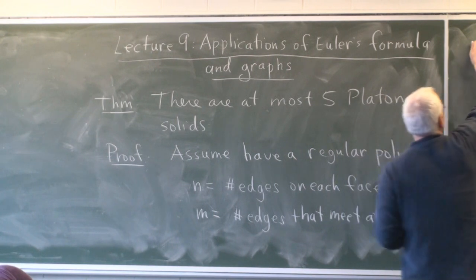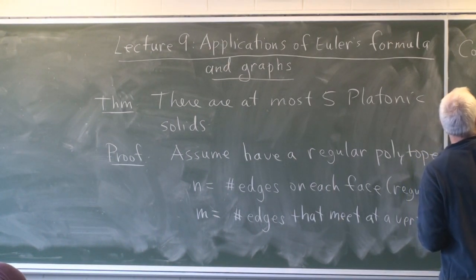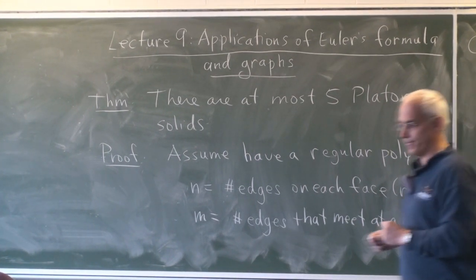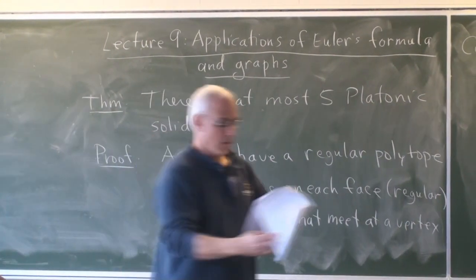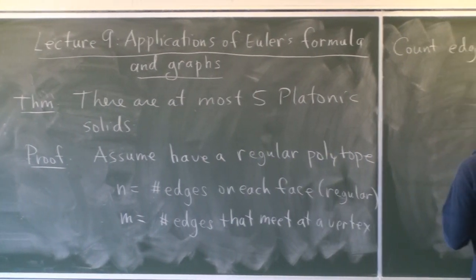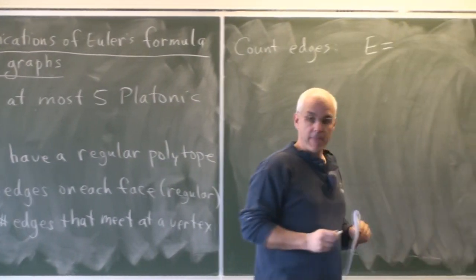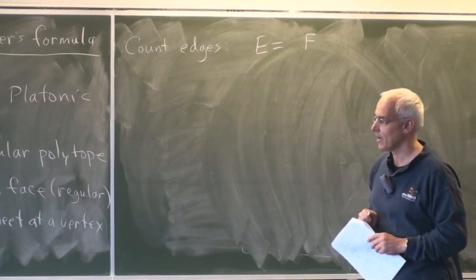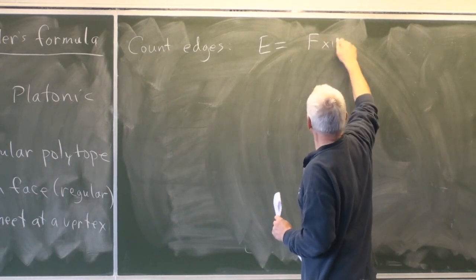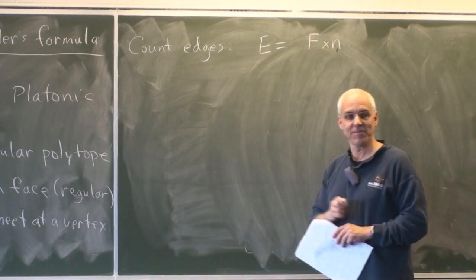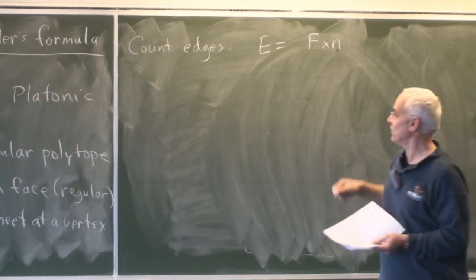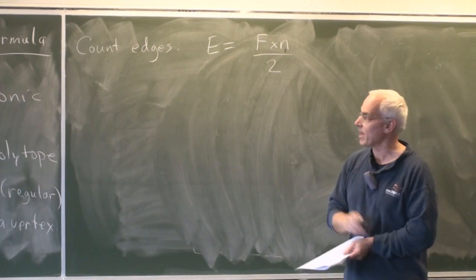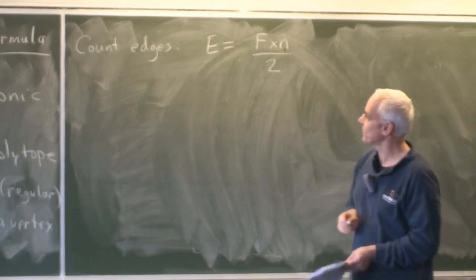We're going to count edges. So we'll say that the number of edges is the number of faces, which is F, times n, because there are n edges per face. And that counts each of the edges twice, so we have to divide by 2. So we're counting edges in terms of faces.